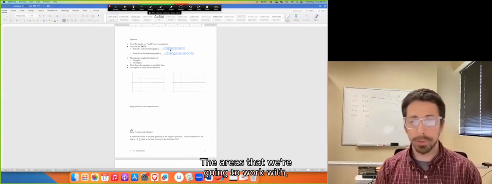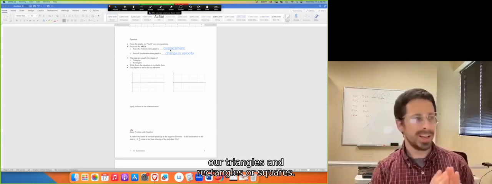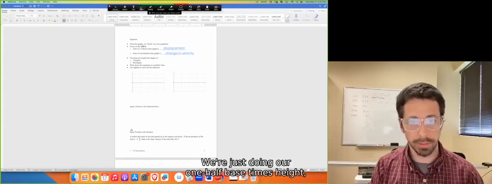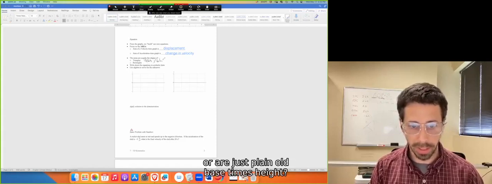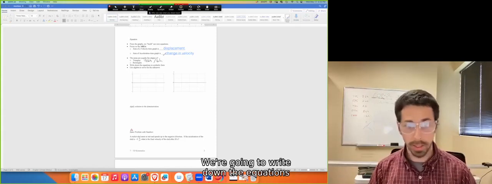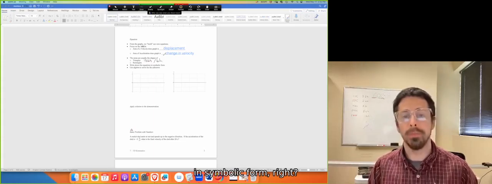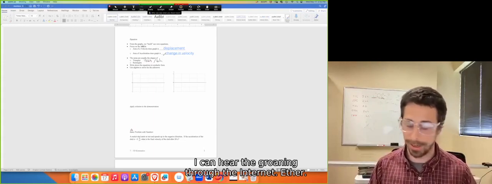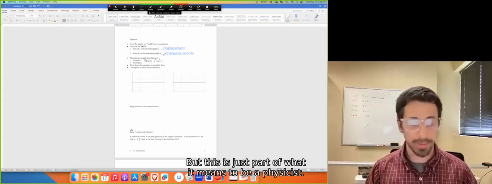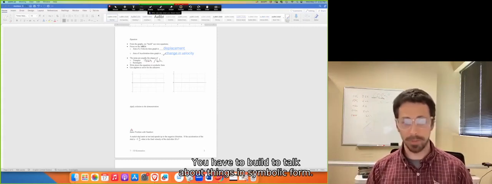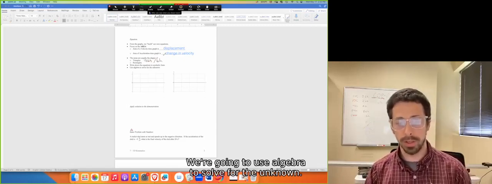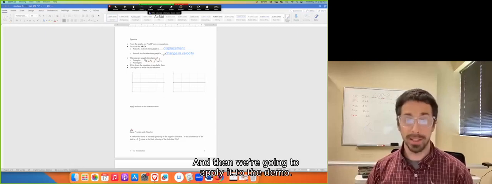The areas that we're going to work with are triangles and rectangles or squares, right? But we're not talking about rocket science here. We're just doing our 1/2 base times height or just plain old base times height. We're going to write down the equations in symbolic form, right? I can hear the groaning through the internet ether, okay? I understand, but this is just part of what it means to be a physicist. You have to be able to talk about things in symbolic form, right? We're going to use algebra to solve for the unknown, and then we're going to apply it to the demo.